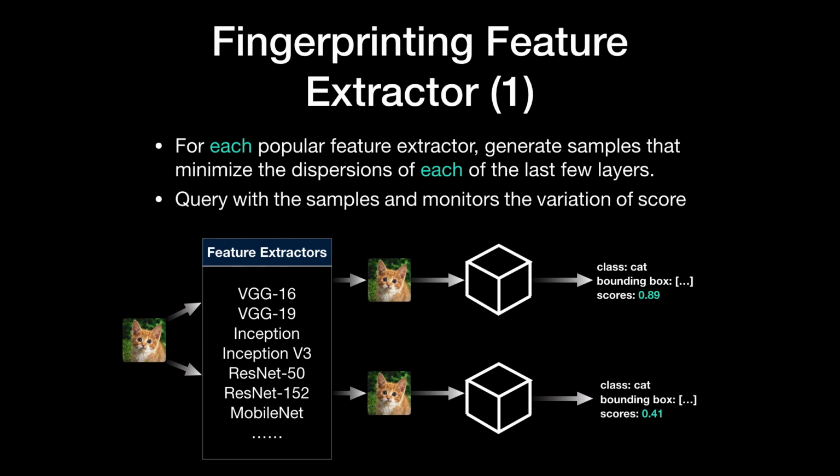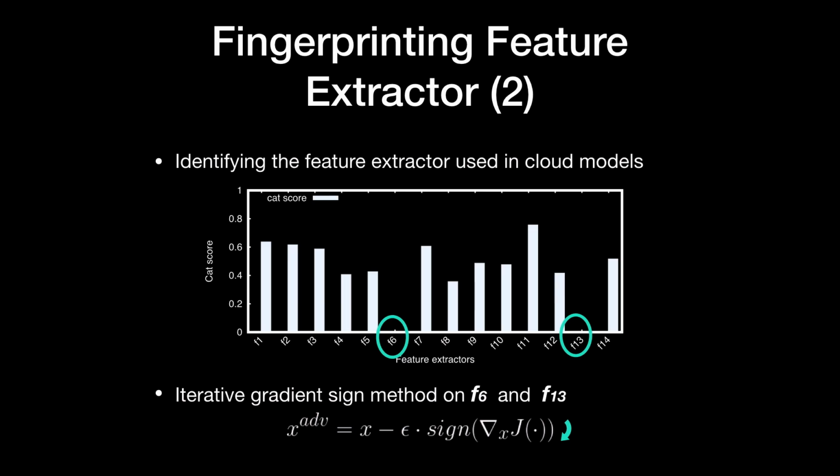For each of these architectures, we try to create an input example that minimizes the dispersion values of the last layer of the feature extractor. Once we have that, we monitor the output of the last layer, right? Then we do the comparisons. And here are the results.